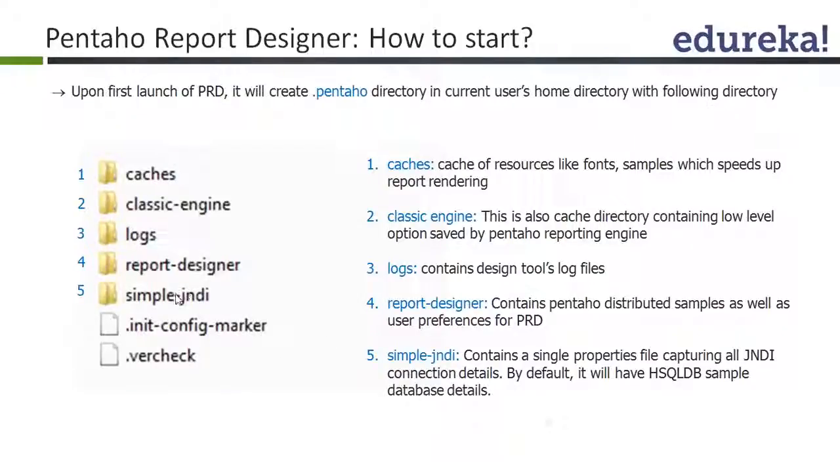Simple JNDI. Actually the name simple is misleading. It should have been just JNDI, but this is open source and it's been there since long, so it is still the same. JNDI is where you will keep your JNDI related configuration. There will be one .properties file. We are going to see it, study it and configure it. So that's where you will configure your JNDI. By default, it will have one JNDI configuration, which will be the HSQLDB sample.